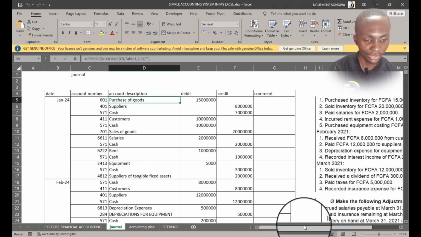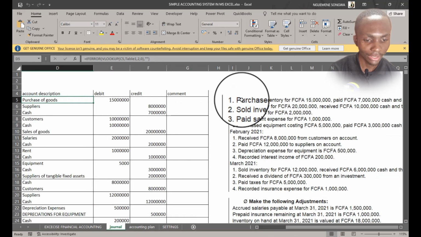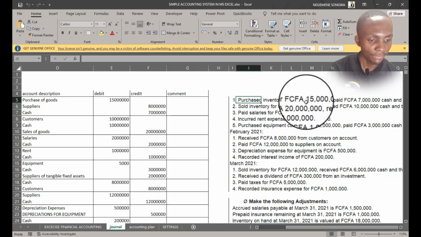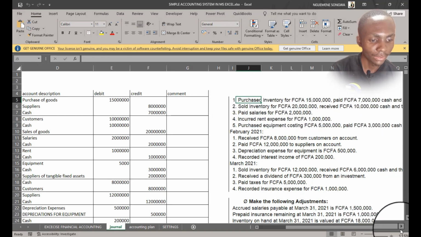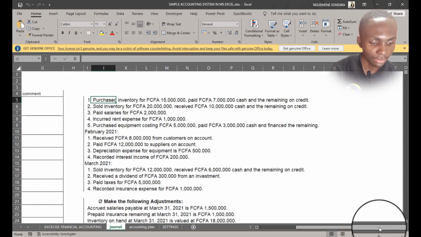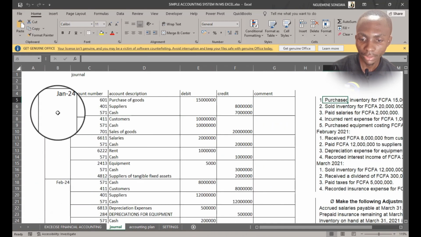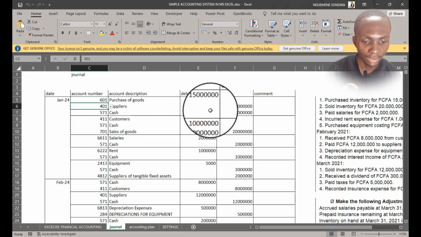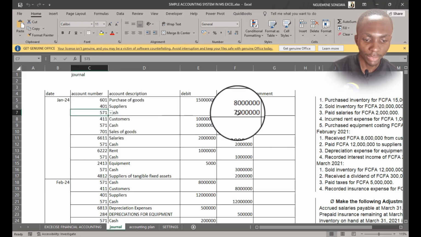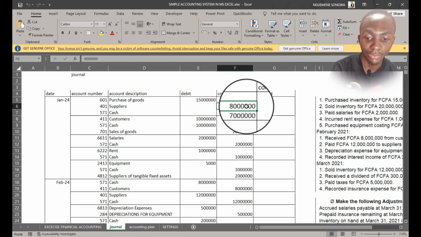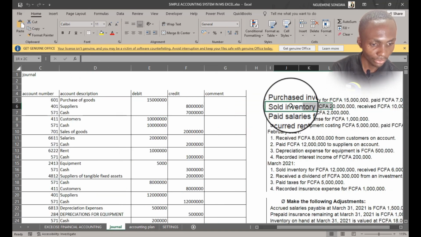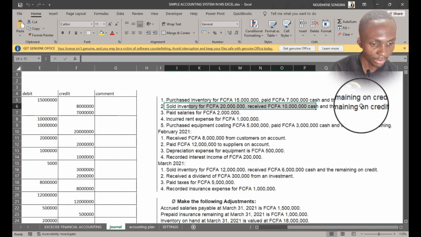These are the transactions. The first transaction represents the transaction in January where we purchased inventory for 15 million and paid 7 million by cash and the remaining on credit. So I just had to debit the purchase of goods account by 15 million, and credit the supplier's account and the cash account by 7 million, suppliers 8 million, because the purchase was on credit for 8 million and the cash paid was 7 million.